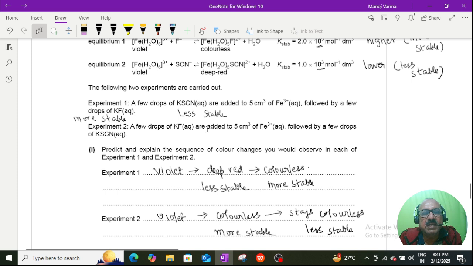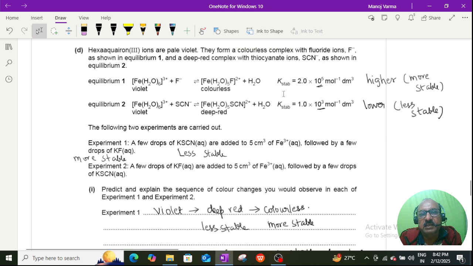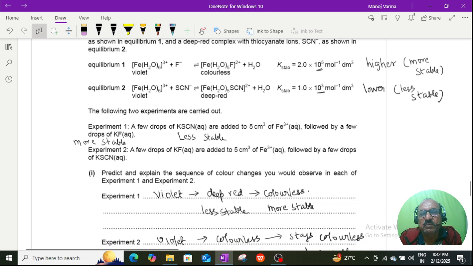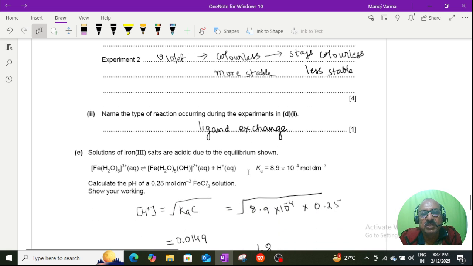But in the second experiment, when you already added KF, you are forming a colorless complex. Now the red complex is less stable, so the colorless complex would stay colorless and will not change into the red, because the red complex is less stable. So these will be your observations, and the reason is related with the stability, the equilibrium stability values, which you can see over here. Okay, so what is the name of the reaction taking place? Obviously it is a ligand exchange or a substitution.